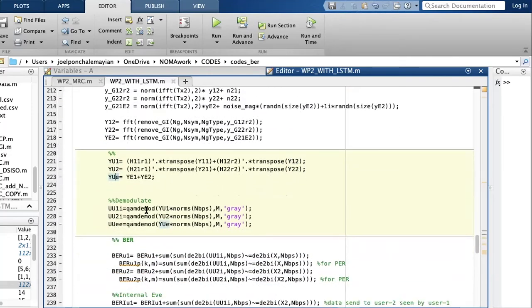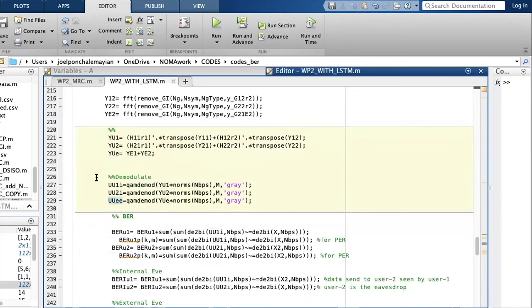Okay, so here, now that we have our total transmission rounds, we do demodulation. We demodulate the signal that we received to get the original data that we transmitted. So this is your data received: the data received at user 1, data received at user 2, and data received at Eve.